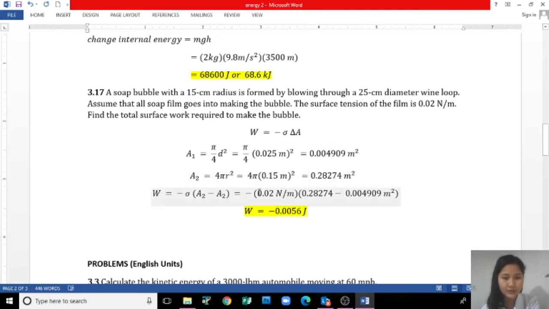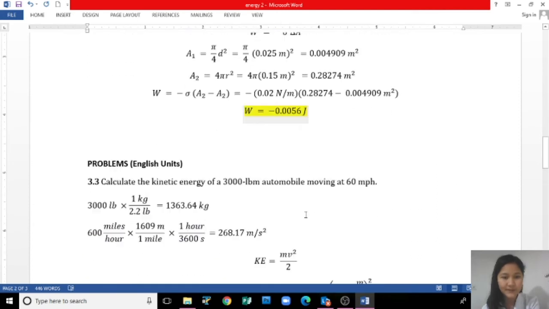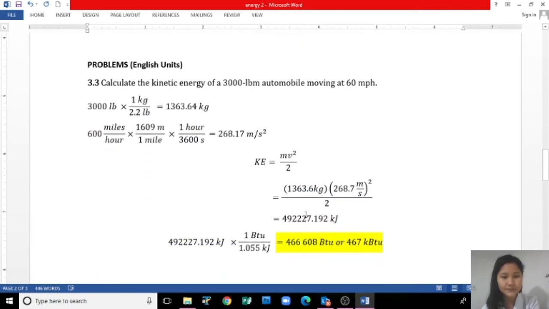So W is equal to the surface tension in the film, which is equal to 0.02 Newton per meter, multiplied by the difference of the two areas. So the total surface work is therefore equal to negative 0.0056 joules.